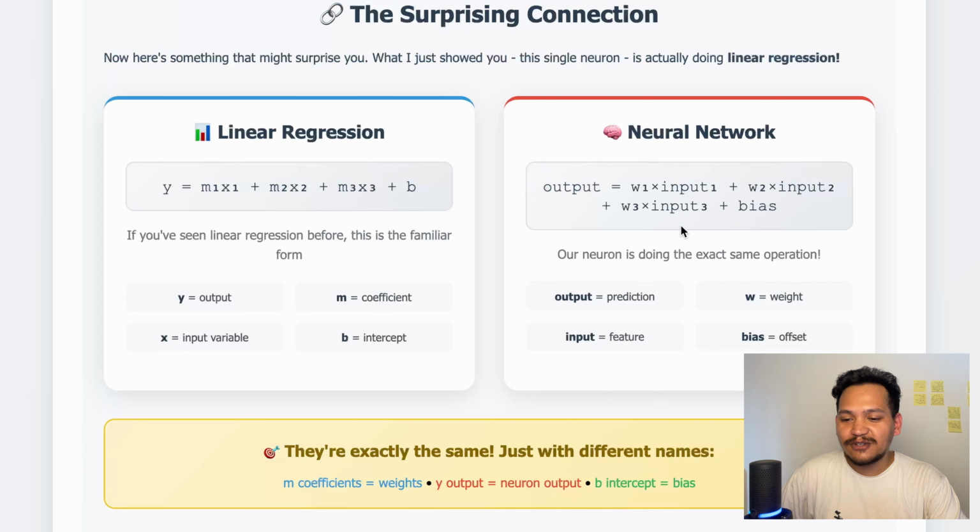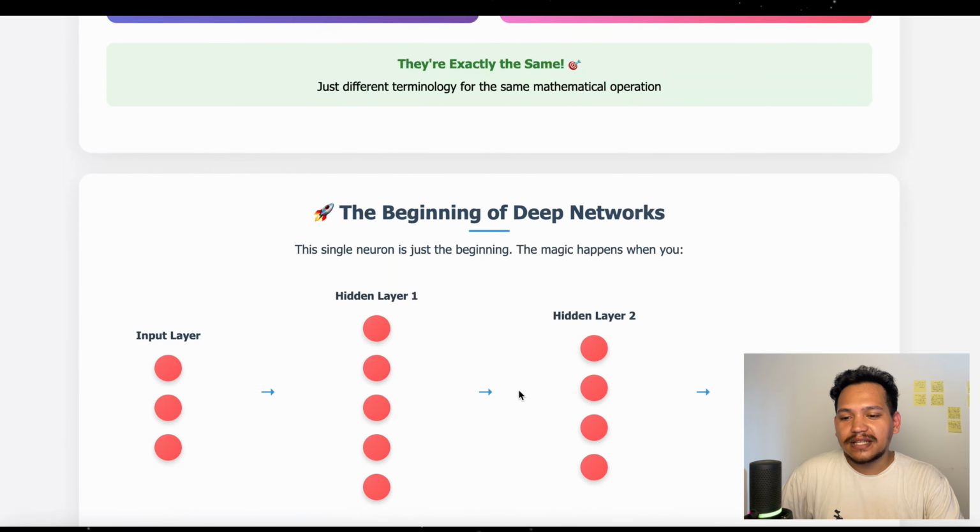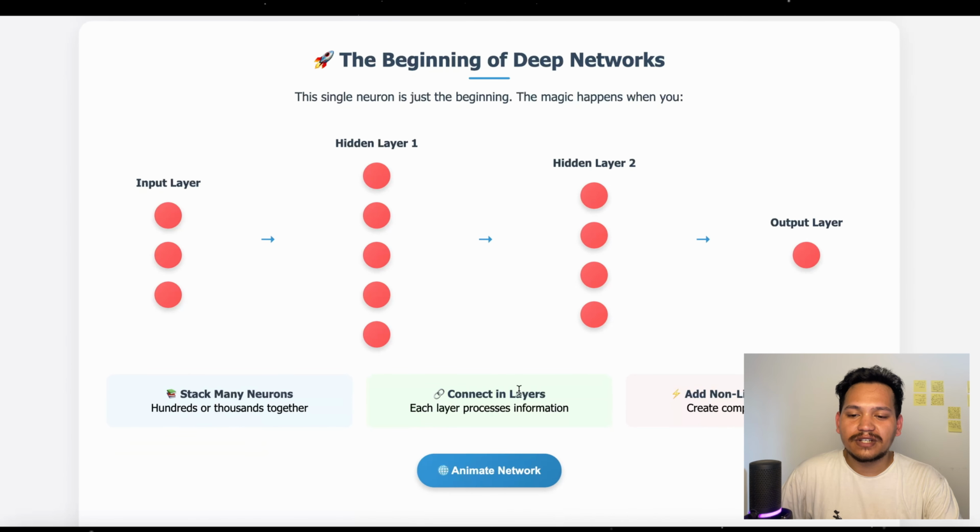Why this fancy neural network terminology? Because this single neuron is just the beginning. The magic happens when you stack hundreds of thousands of these neurons together, connect them in layers, and add special functions that create non-linear behavior. But it all starts here with this simple linear combination that you now understand.